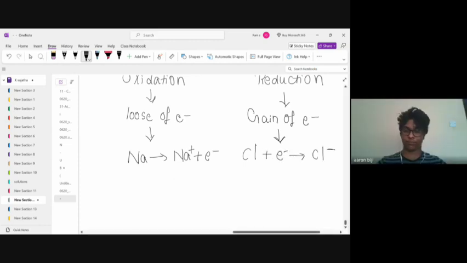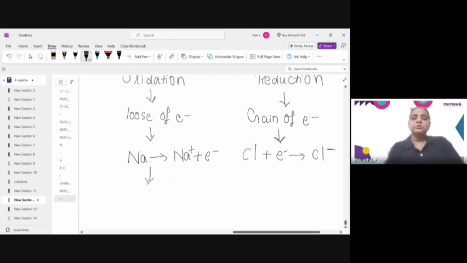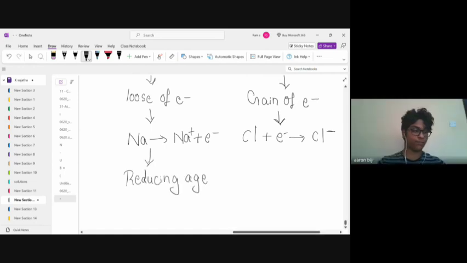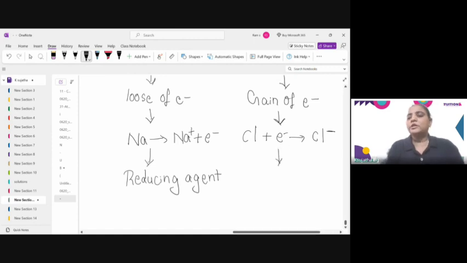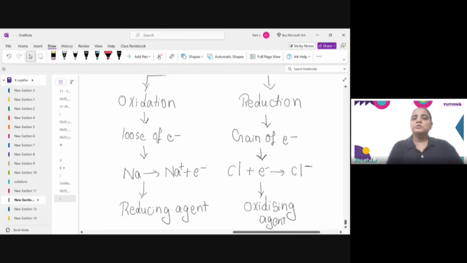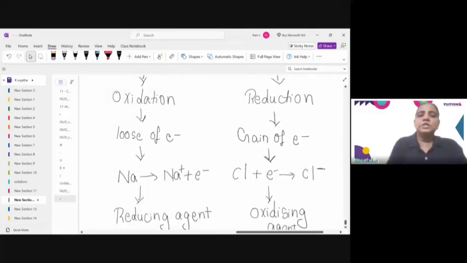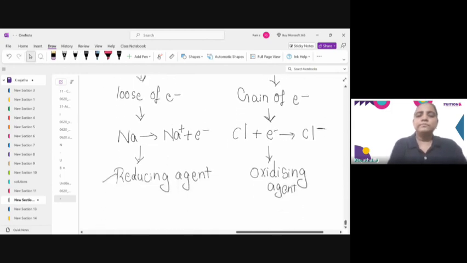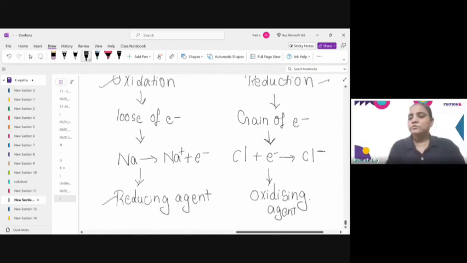The species which loses electrons, we call the reducing agent. The species which gains electrons and undergoes reduction is called the oxidizing agent. So the substance undergoing oxidation we call the reducing agent, the opposite, and the substance undergoing reduction we call the oxidizing agent. Now I'll give a few examples.